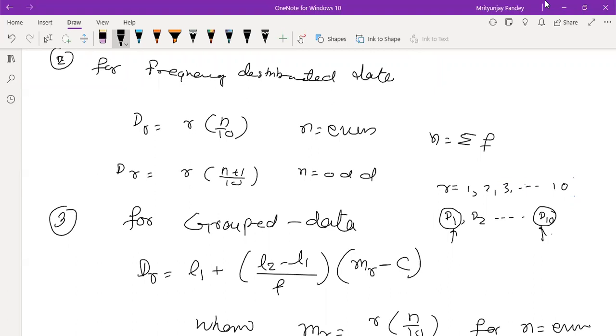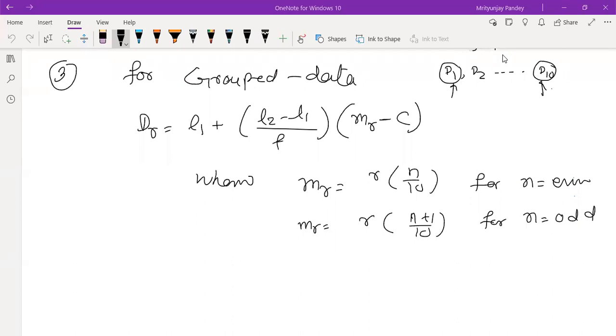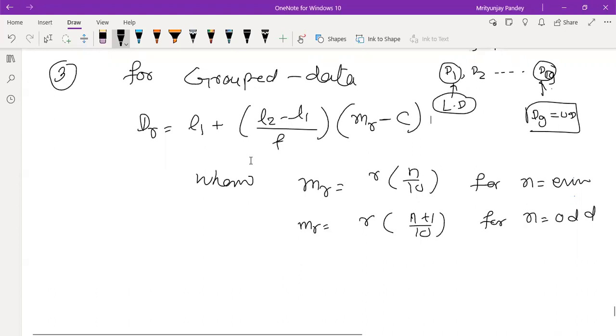So mostly in exams, only D1 and D2 or D10 will be asked in the decile concept. No need to find D2, D3, D4 like that. If you want to divide the whole data into 10 equal parts, there are only 9 partition lines. That's why it is D1, D2, D3 till D9, not D10. D9 is the last decile and upper decile, not D10. D1 is the lower decile. Understood?